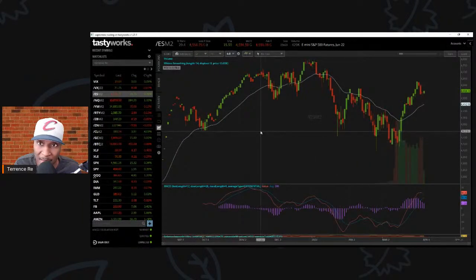So right now, the S&P 500 SPOOs are up about 15 handles. The NASDAQ futures are up a little over 1%, about 193 handles. The Dow futures are pretty much flat. You see they're showing red, and the Russell futures are basically flat as well.